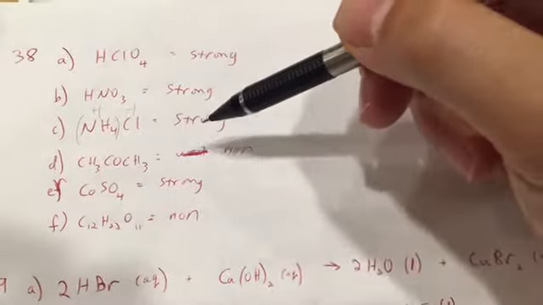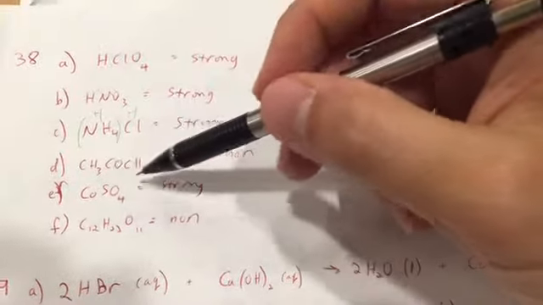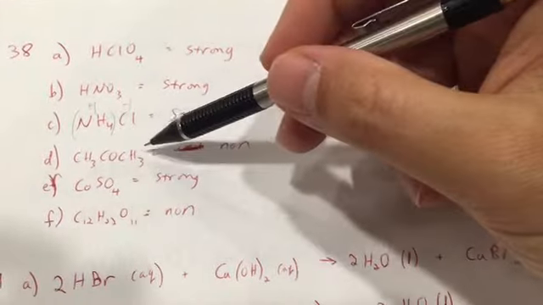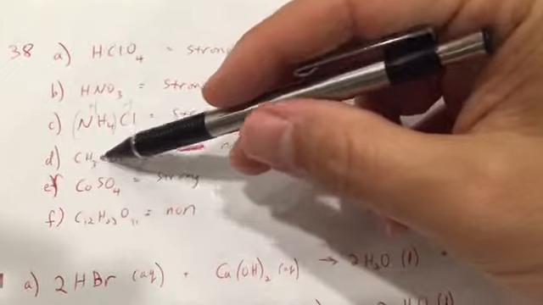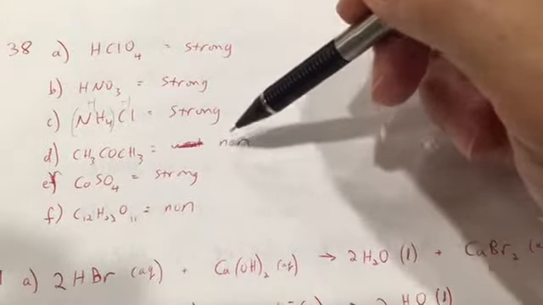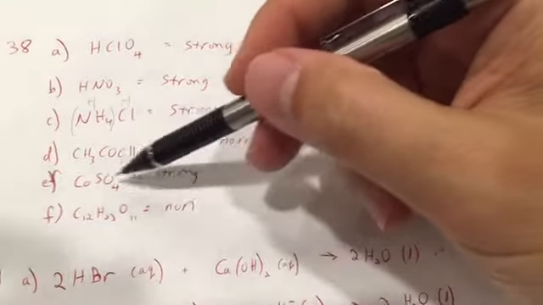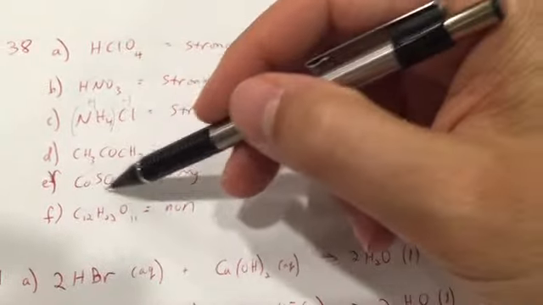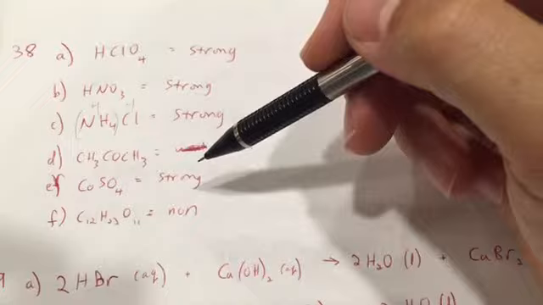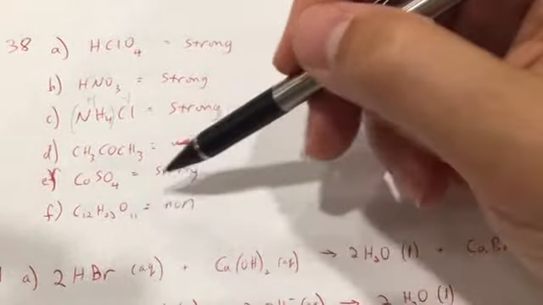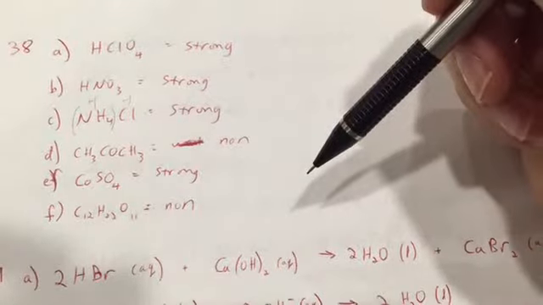This is a non-electrolyte because it's certainly not ionic. There's no famous ion there. There's no metal. It's a molecular compound. These are all made of non-metals, so it's a non-electrolyte because it's covalent. Here, this is a metal, cobalt, and sulfate. It's a strong electrolyte. And here, carbon, hydrogen, oxygen. It's a covalent compound. It is a non-electrolyte.